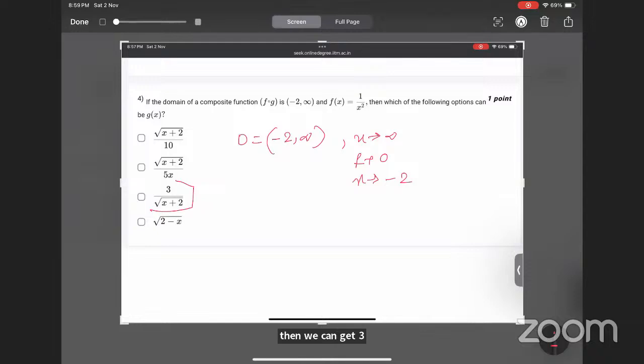Clear? So if x is tending to -2, then what will be the behavior of the function g(x)? It will be tending to infinity, right? So the range is 0 to infinity. That means this is also a possible function, right? Option 4 is correct.